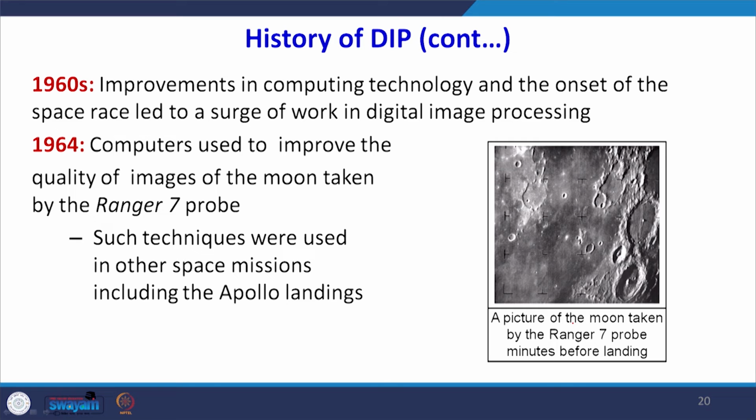In the 1960s, improvement was made in computing technology, and with its help there was an upgradation in the way we were using the digital image. Then in 1964, computers were used to improve the quality of the image, and one can see the images of the moon taken by Ranger 7, which were then enhanced with the help of image processing methods.